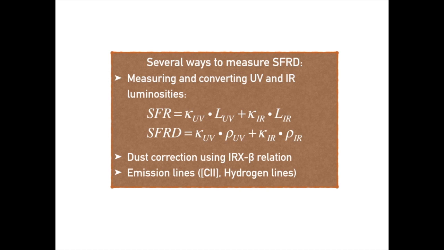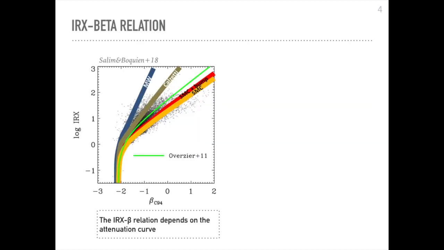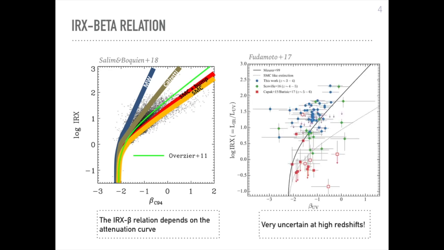However, we don't always have information about the infrared luminosity, and therefore we can use some dust corrections or emission lines. The easiest way to correct for dust is using the IRX-beta relation, where IRX is the ratio of infrared luminosity to UV luminosity, and beta is the UV continuum slope. This relation works very well in the local universe, where local galaxies follow the Calzetti attenuation law, but it's very uncertain at high redshifts.